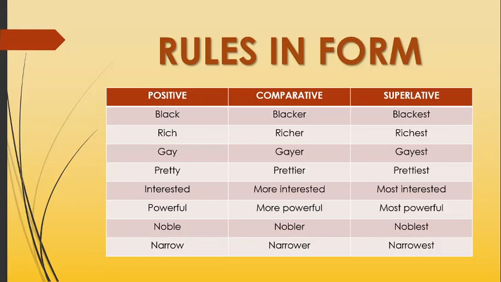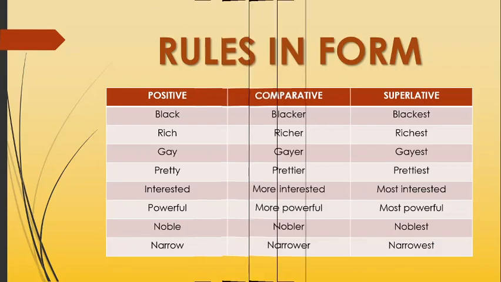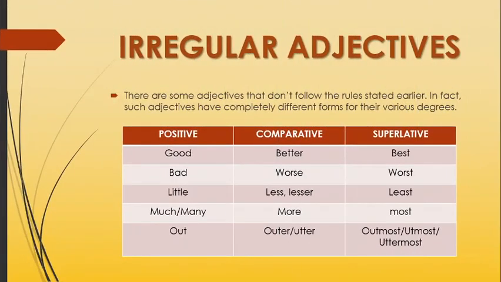Noble ends in e. It takes only r and only st to become nobler and noblest. Narrow, the word ends in ow and it is taking er and est, narrower and narrowest, to become comparative and superlative respectively. There are some more adjectives which don't follow any of these rules. In fact, such adjectives, they have completely different forms for their various degrees. For example, good. We don't say good, gooder, goodest. We say good, better, best.